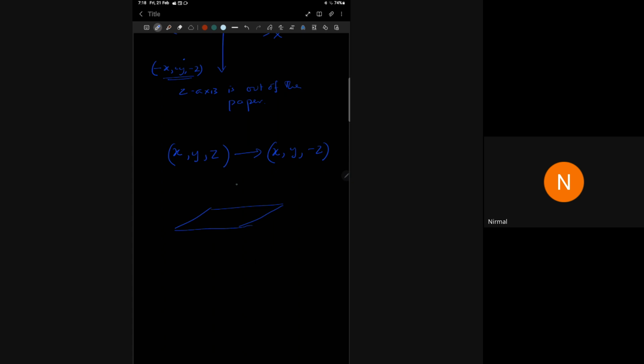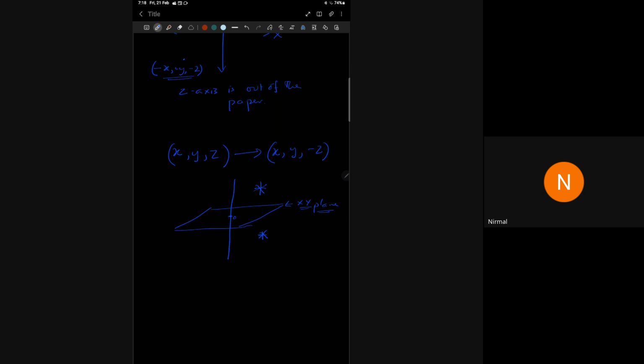So let's say this is the xy plane and this is my z axis, where this is the origin. If I have an object over here, and imagine this is my xy plane, and I take a mirror image, it will be somewhere here, right? So what exactly is happening? The x will remain as it is, y will remain as it is, but only the z will go to minus z.